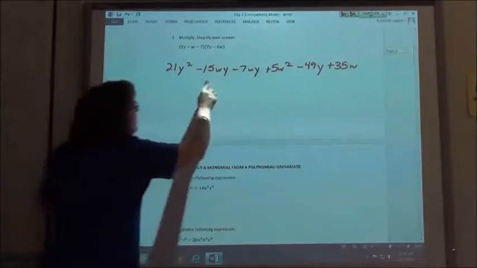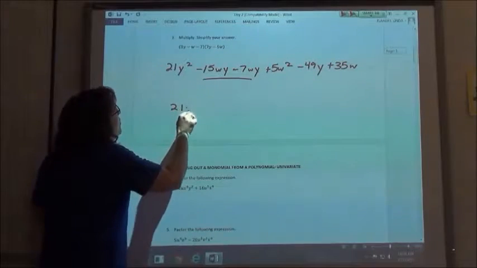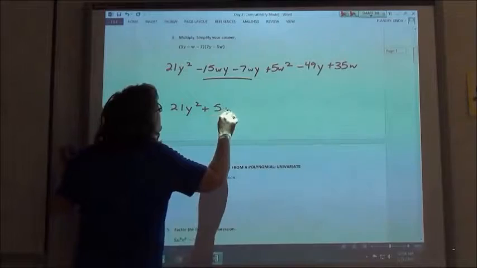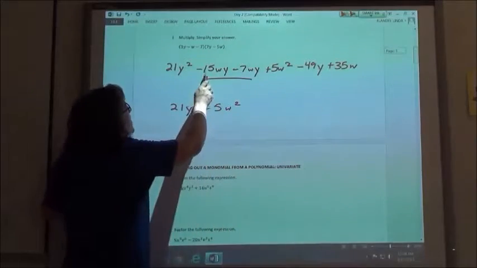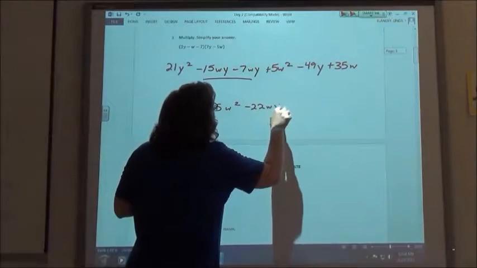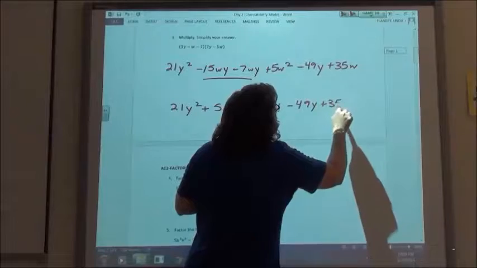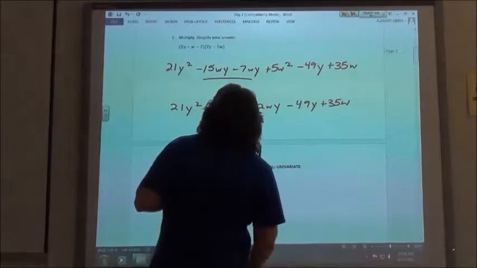So here, that pairs my like terms. In descending order, 21y squared plus 5w squared. Negative 15 minus 7 would be negative 22wy, minus 49y plus 35w, then, would be my answer.